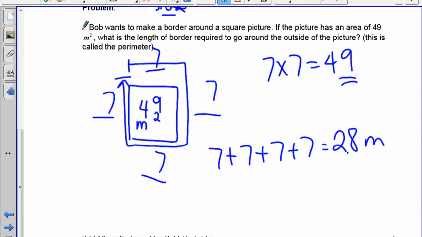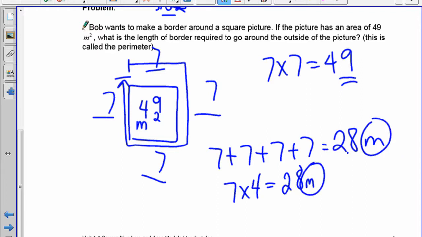Now you can change it and go 7 times 4, save yourself some work, but don't forget, you must include the proper units. Now this is meters when you're doing length, meters squared when you're doing area. Don't forget that.